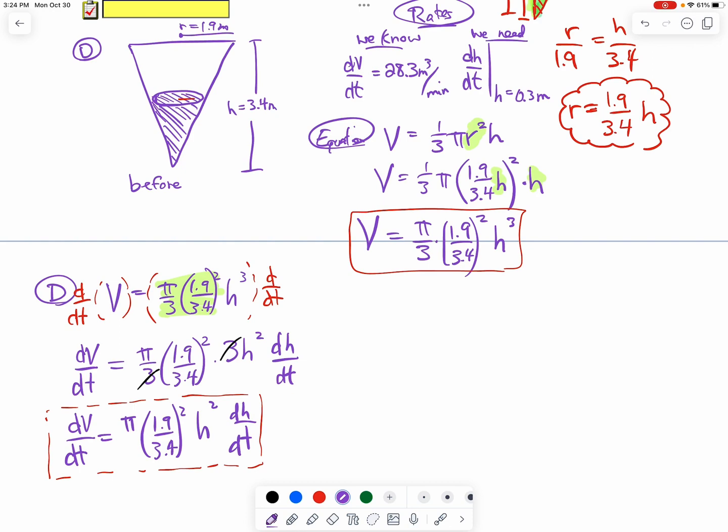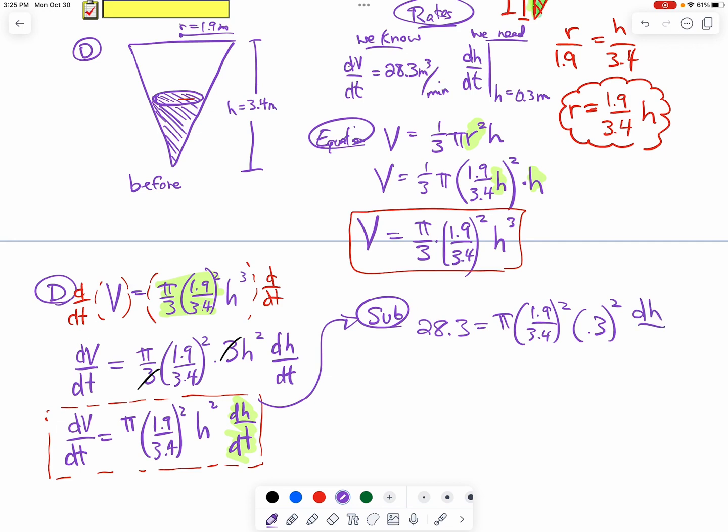And now DREDS is time for substitute. That means wherever I have rates that I know or values that I know, I can put them in. We are looking for dH/dt. So this highlighted part is going to be the one rate that we don't know. So 28.3 on the left equals pi, and this is all going to go into a graphing calculator very soon. And then at that certain instant, our height is 0.3. So it's 0.3 squared, and that's dH/dt.